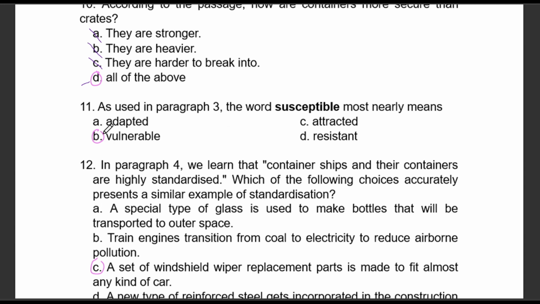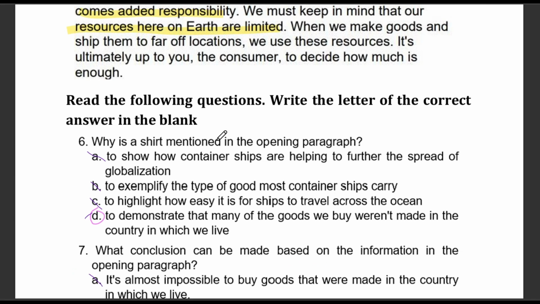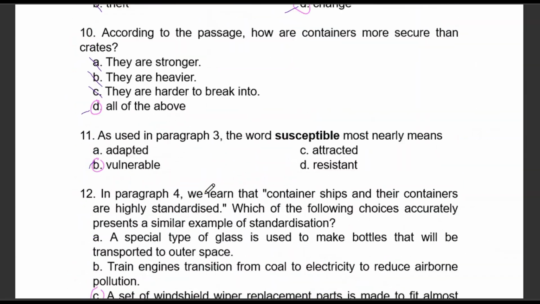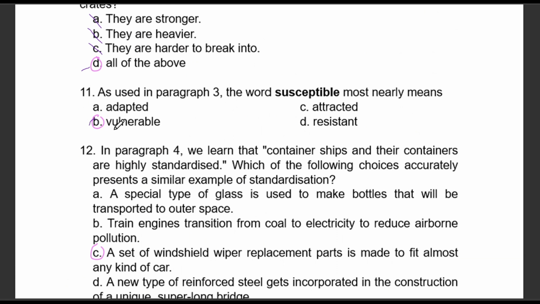A. Adapted. B. Vulnerable. C. Attracted. D. Resistant. The correct answer is B. Vulnerable. In the context you read, susceptible to theft means that the goods were vulnerable, or easily harmed or stolen. So vulnerable is the word that fits best here.